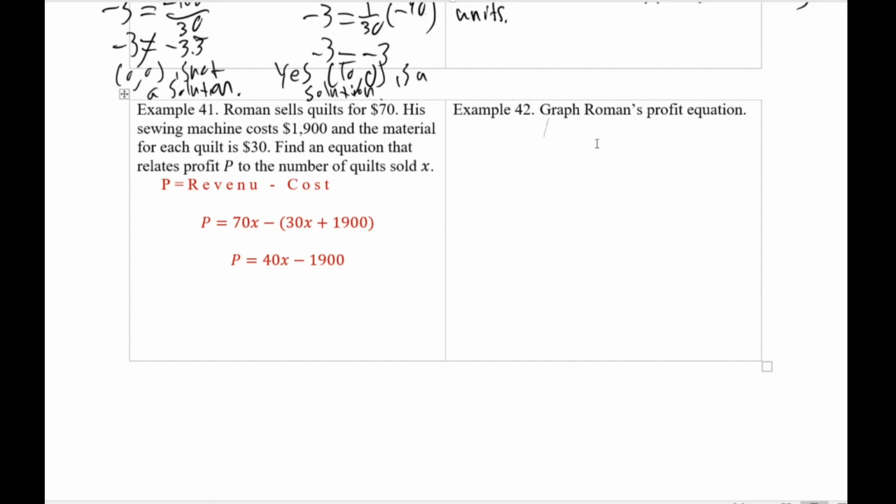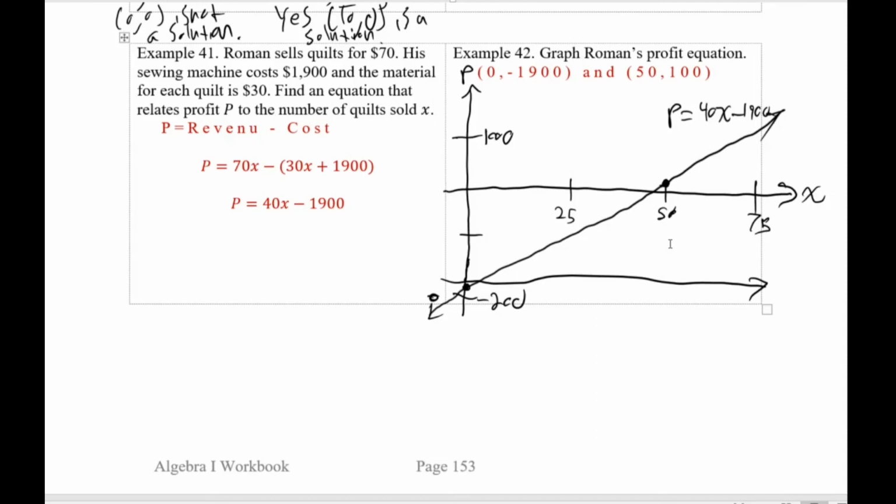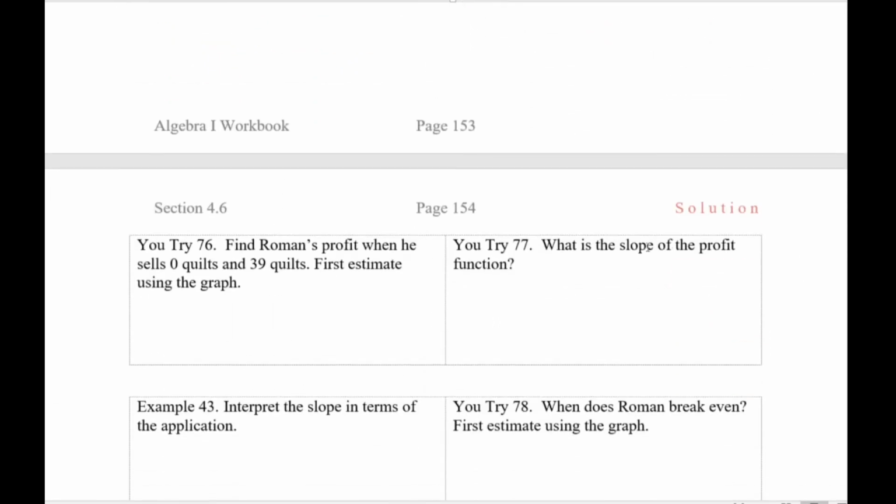Let's graph Roman's profit equation. In example 42, we can graph 2 points, 0, negative 1,900. And then I chose the x value of 50 and discovered that that would make a y value of 100. Plotting these 2 points, I draw a line between them, and then I label my x-axis, my P-axis, and my equation, or linear equation.